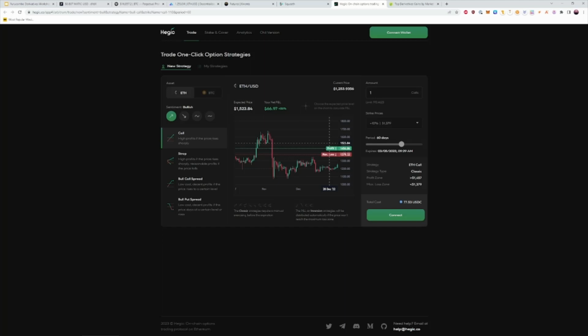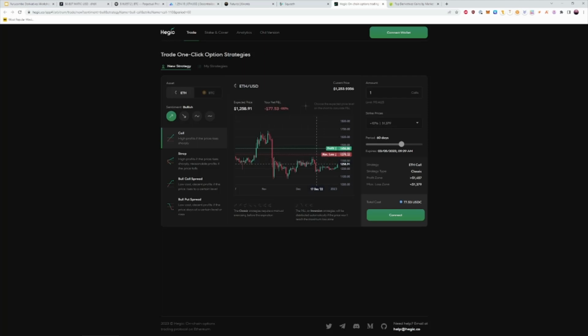So this is pretty cool because it shows you what your profit would be if ETH rose above the profit margin here, or the strike price. So let's say ETH rose to 1600 within the 60 days that I have. I would be in a profit of 185%, or $143 in profit on the total cost of $77. If this keeps going up to, say, 1800, I would be in a profit of about 450%, or $350.